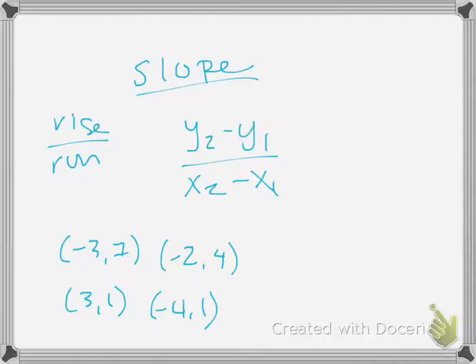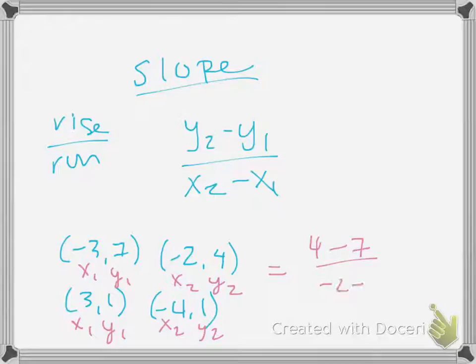So in my first example, if I'm trying to find the slope between these two, I want to label x1, y1, x2, y2, and I'm going to do that with the second one too. So this one I'm going to have 4 minus 7 over negative 2 minus negative 3. These two negatives will then change to a positive. So 4 minus 7 is negative 3. Negative 2 plus 3 is 1. So my slope for this one is negative 3.